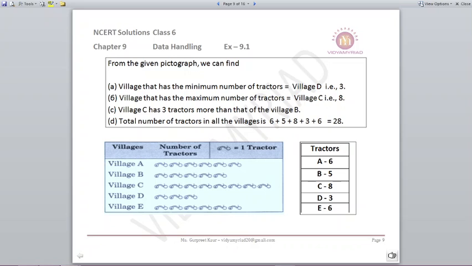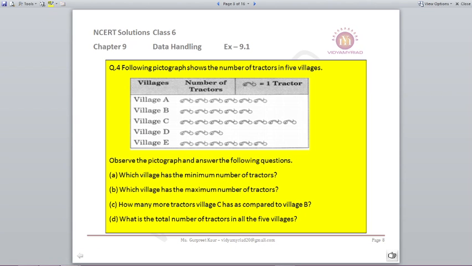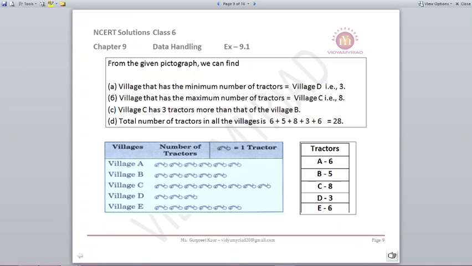Village that has the maximum number of tractors. Which has the maximum number? 8. 8 is representing village C. Then we have the question, how many more tractors does village C have as compared to village B? Now let us see. In village B there are 5 tractors. In village C there are 8 tractors. How many more tractors are there in village C? 3 more tractors. And what is the total number of tractors? Count all. There are a total of 28 tractors.